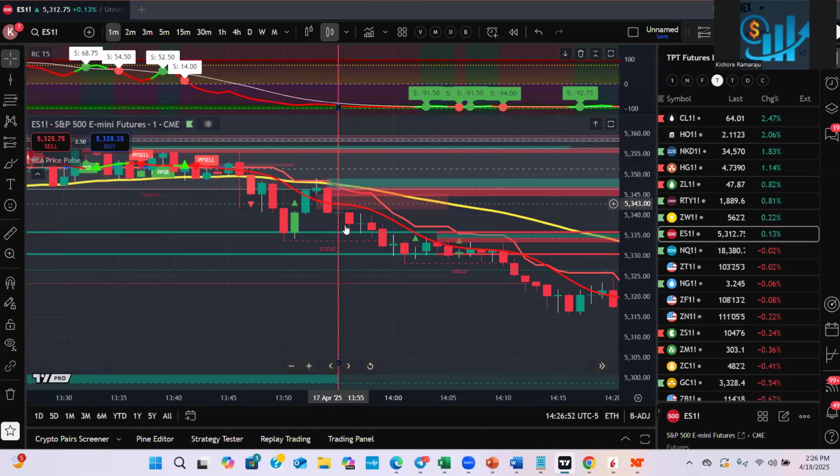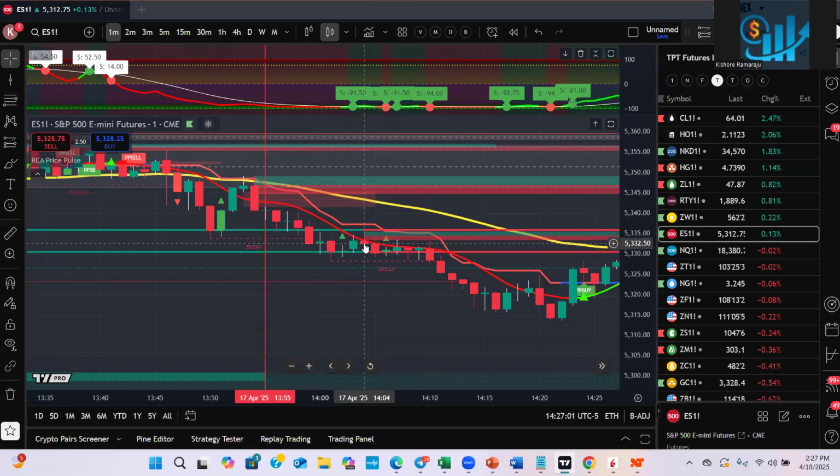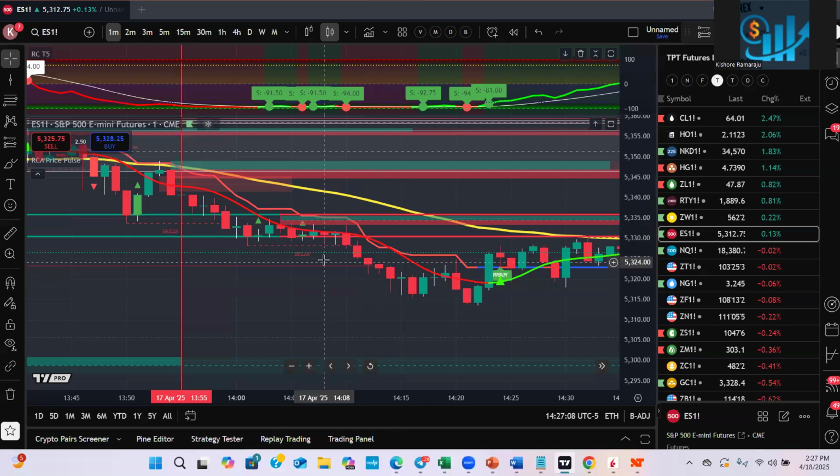In 1 minute you can keep taking the short trades. Whenever you see a green and red, you take a short. As long as green means it is a pullback candle.